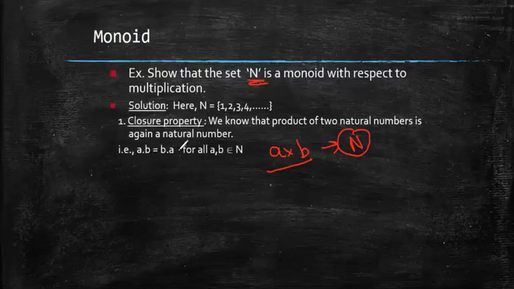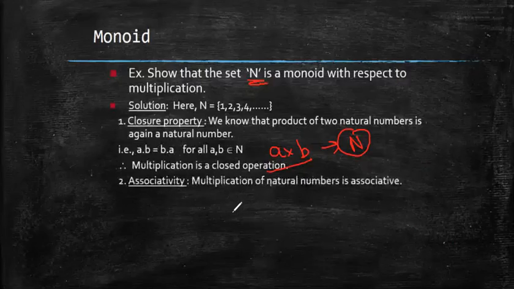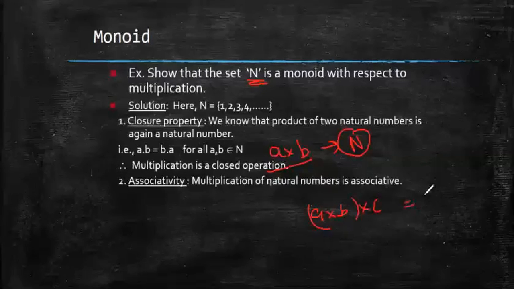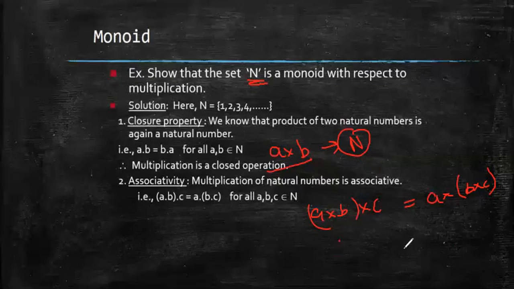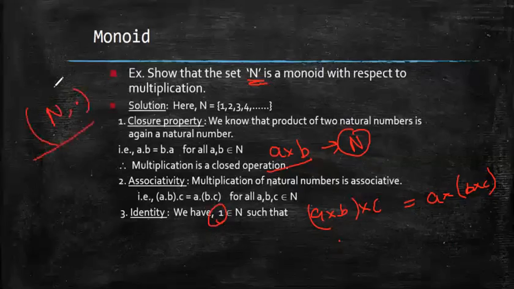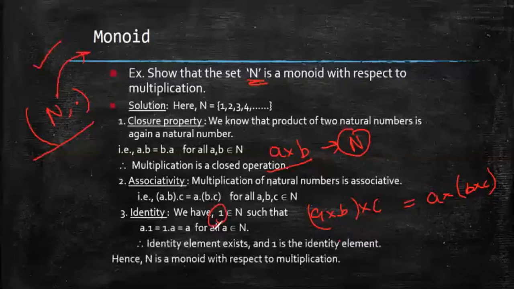A dot B is equal to B dot A for all A, B belonging to N. Now multiplication is a closed operation. What about associativity? That means A into B into C is equivalent to A into B into C. So this over here is associative. The associative property is satisfied for our natural numbers set. Now identity. For the identity element, we have 1 as the identity element. In the case of natural numbers, any number multiplied by 1 will give you the same result. So our algebraic system with multiplication is a monoid. The identity element exists and 1 is the identity element, hence N is a monoid with respect to multiplication.